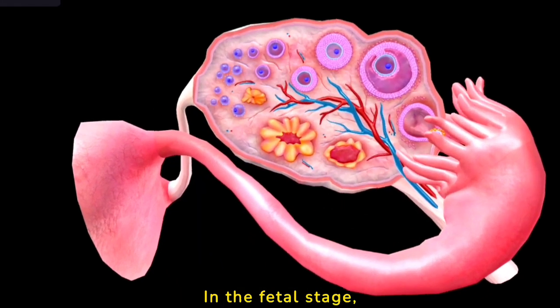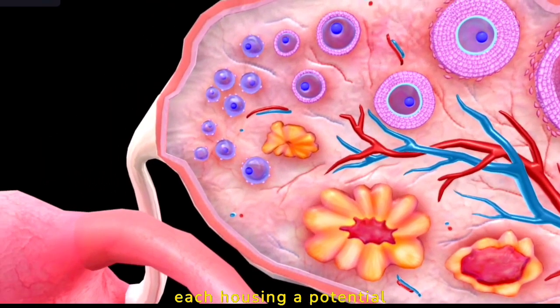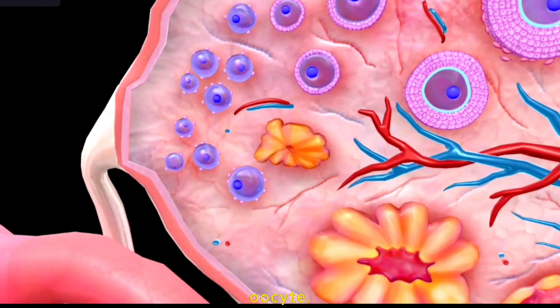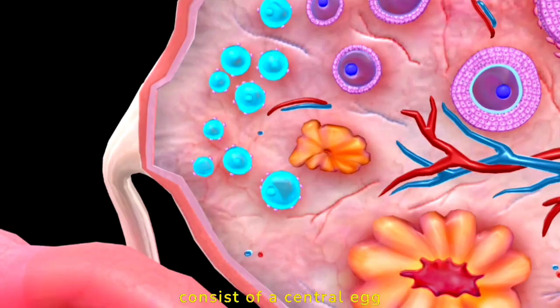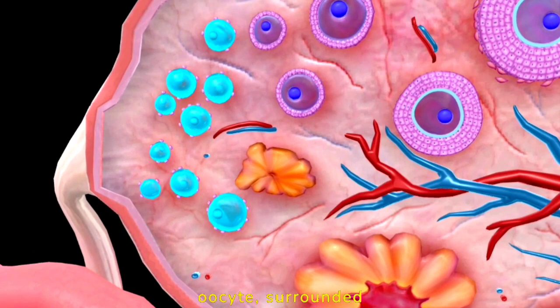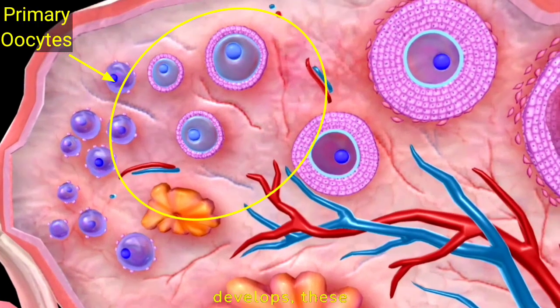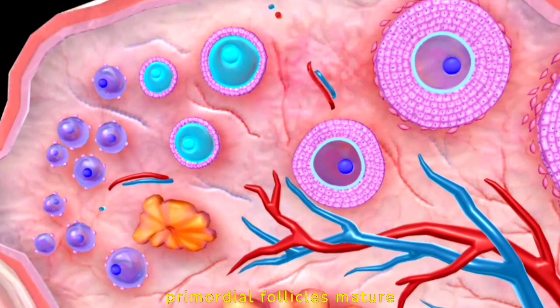In the fetal stage, millions of primordial follicles form, each housing a potential oocyte. These primordial follicles consist of a central egg cell, or primary oocyte, surrounded by a layer of flat cells known as follicular cells. As the female fetus develops, these primordial follicles mature into primary oocytes.